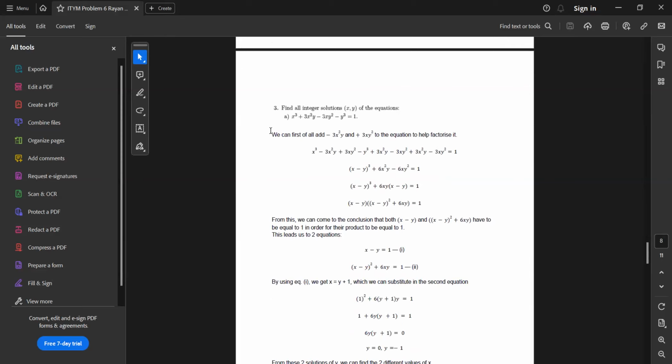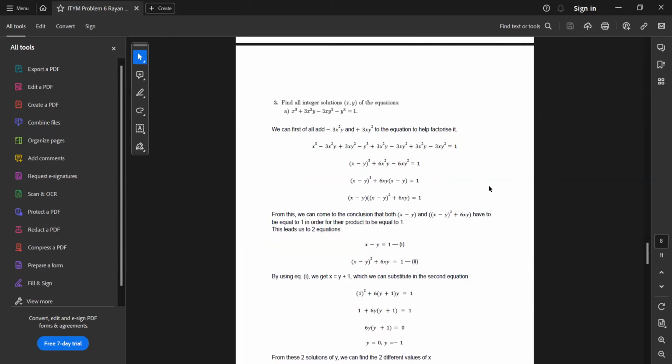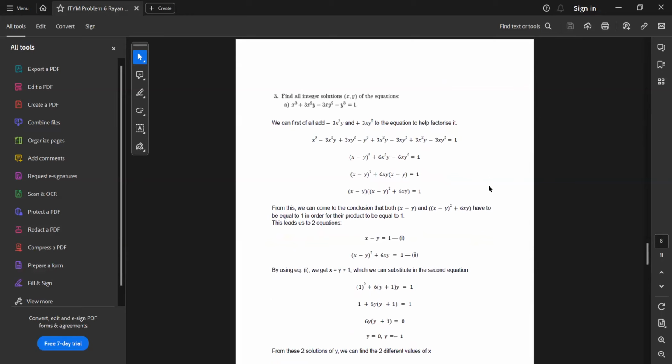Of course this is a relatively simple Diophantine equation. We have to find all integer solutions of x and y of the following equation: x cube plus 3x square y minus 3xy square minus y cube is equal to 1. We can first of all add. Of course अब हमने इस इक्वेशन की मैनिपुलेशन इस तरह करनी है ताकि हम इस इक्वेशन को फैक्टराइज कर सकें.